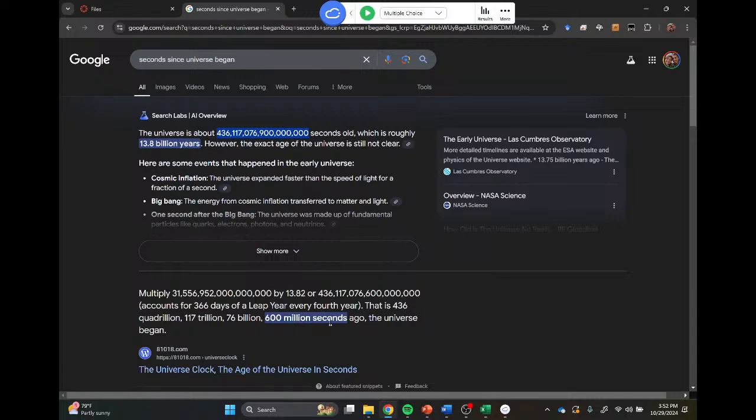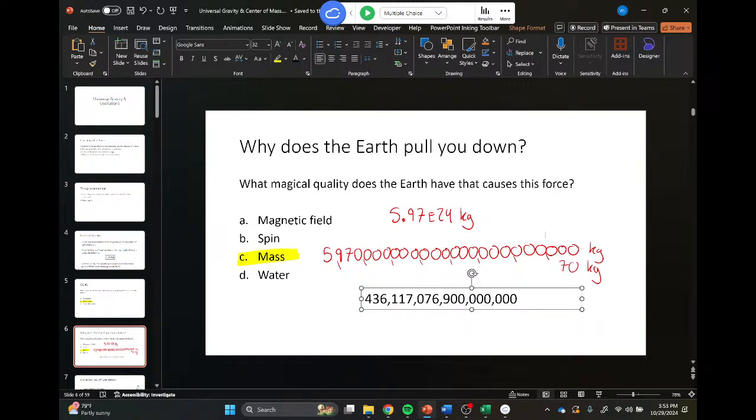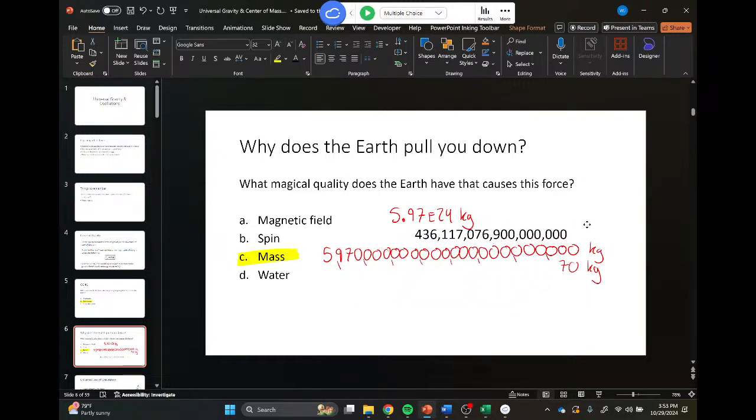Why am I getting two different answers? Nope, they're the same. All right. Let's put these numbers next to each other. Make this a little bit bigger so the scale matches. All right, this is how many seconds since the universe kind of began. The mass of the Earth is another million times more than that, compared to a single kilogram.